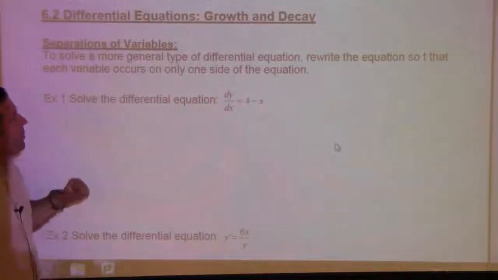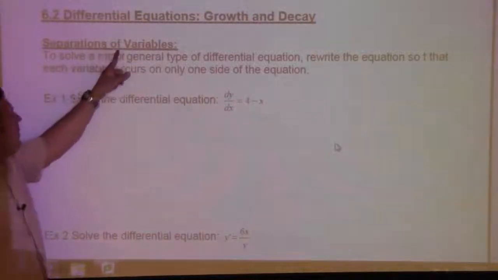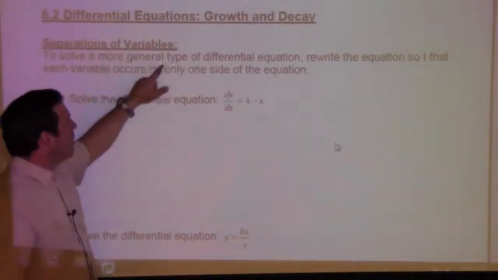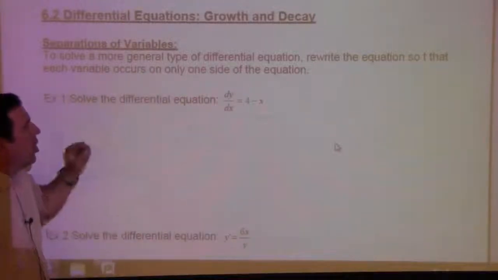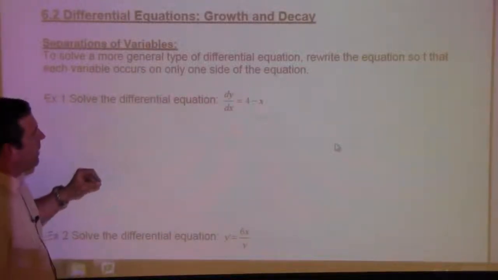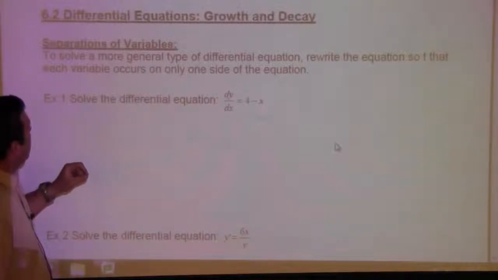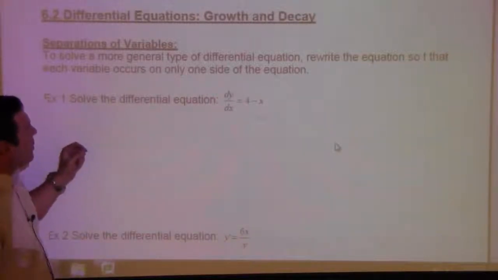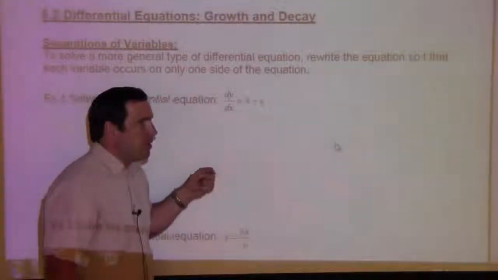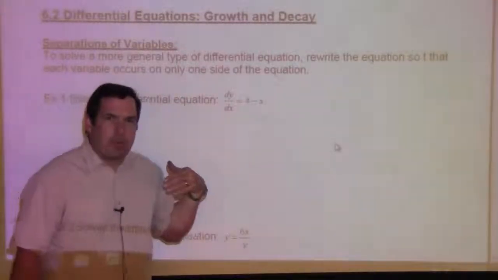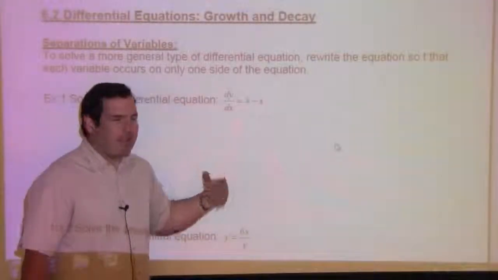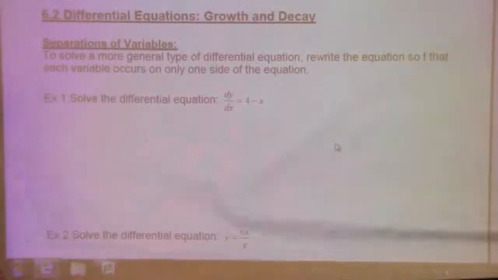6.2, differential equations, growth and decay, separation of variables. To solve a more general type of differential equation, we write the equation so that each variable occurs on only one side of the equation. So you want to separate them. You know the song by Offspring, keep them separated? Okay, I'll stop being corny.